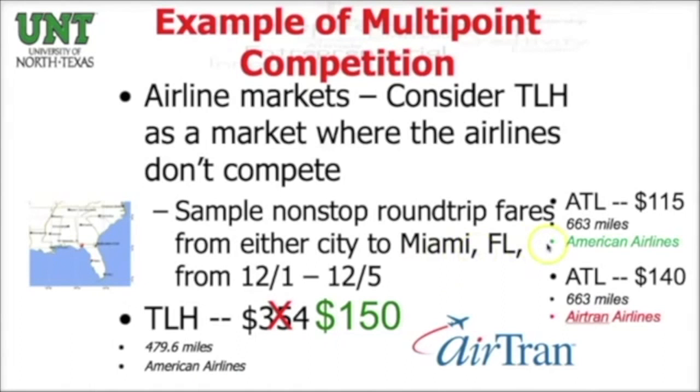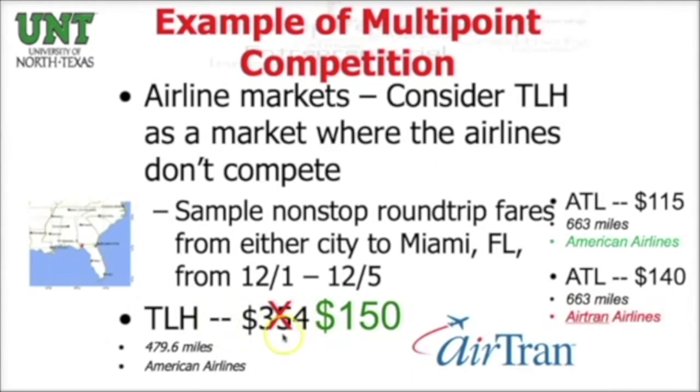Look at how cheap it was to go even farther, right? To go from Atlanta to Miami was only $115 on American Airlines, and on AirTran, which again became Southwest Airlines recently, it was $140, right? So that's a little farther away than Tallahassee is from Miami, but yet the prices were much cheaper. Because the company decided we're going to compete in the Atlanta market, but we're not going to compete in the Tallahassee market. So guess what happens?